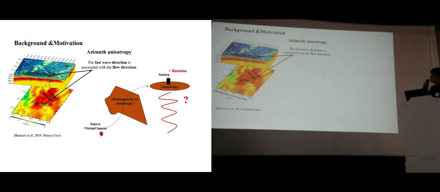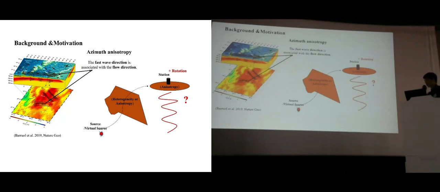If we look at the left figure, we can find that the faster wave direction is associated with the flow direction. So the azimuth anisotropy is very important for finding the flow direction. For the traditional method, we use actual source data or virtual source data to study the azimuth anisotropy. That will be affected by the heterogeneity or anisotropy in the propagation path. So the question is, can we study the localized azimuth anisotropy? If we can measure the rotational motion, can we get the answer?